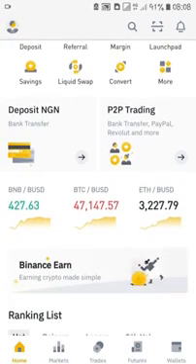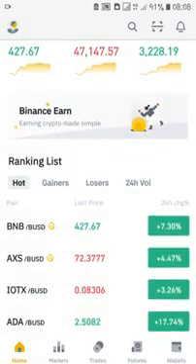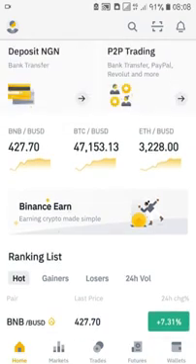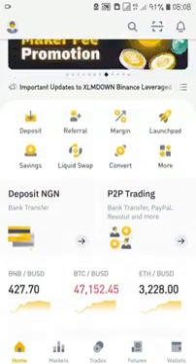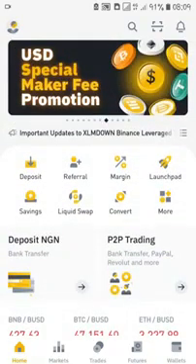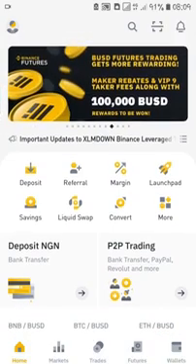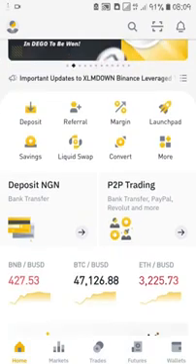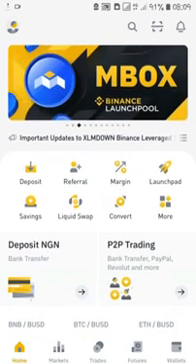In this Binance series, we have covered a lot of tutorials. First of all, we saw how to open a Binance account and how to verify it. Then I did a tutorial on understanding the Binance interface. I also did a tutorial on how to trade P2P on Binance in Nigeria, that is, how to buy and sell on the P2P platform using your Naira in Nigeria.